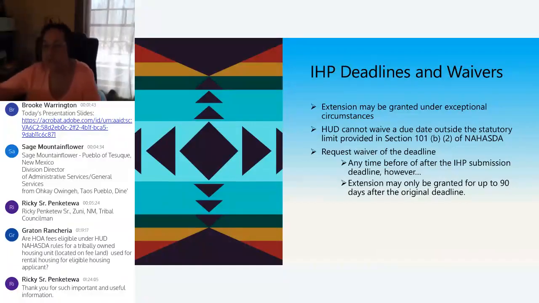So extensions can be granted under exceptional circumstances, but HUD can't waive that due date outside of the statutory limit provided in Section 101 of NAHASDA. So you can request your waiver of your deadline before it's due, after it's due. They can only give you 90 days. So if your APR is due on October 1st, you have 90 days and you have no money if you don't get one in there. Okay. Just work with HUD, call them, tell them where you're at.